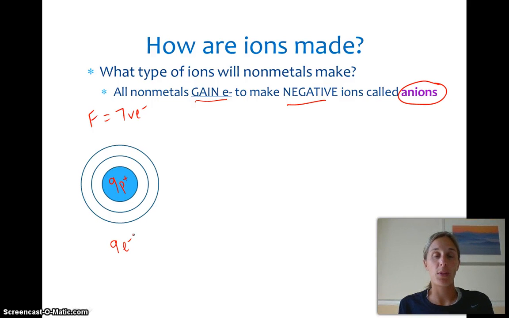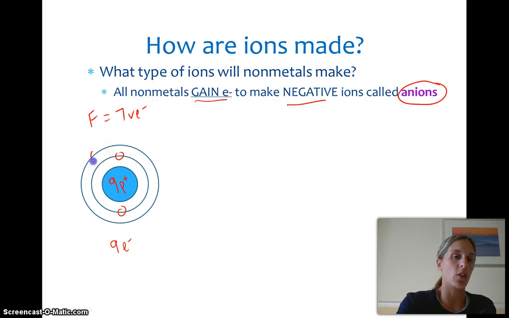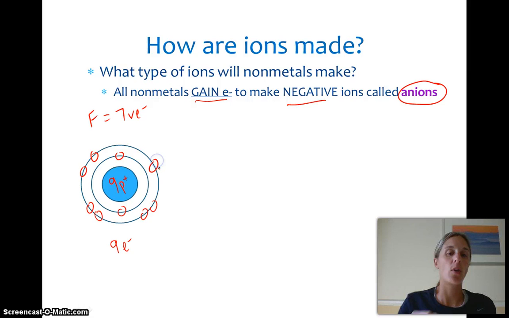So if we go ahead and put those in our Bohr model, we put 2 electrons in the first energy level, and we put 7 electrons in the outermost energy level, because 2 plus 7 gets us to a total of 9. So we can see that our valence electrons is going to be 7 in this case.